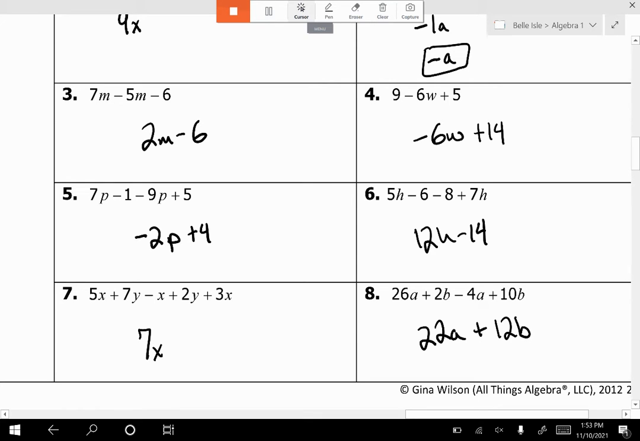And then you have your 7y and your 2y. So you add those together, which gets you 9y. Perfect. Okay. Hallelujah. Anybody have any questions over those? No? Let's move on.